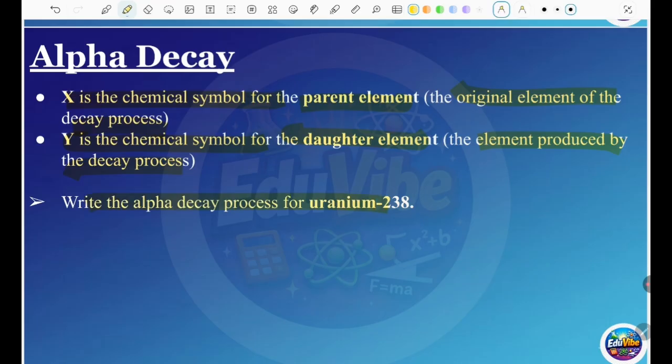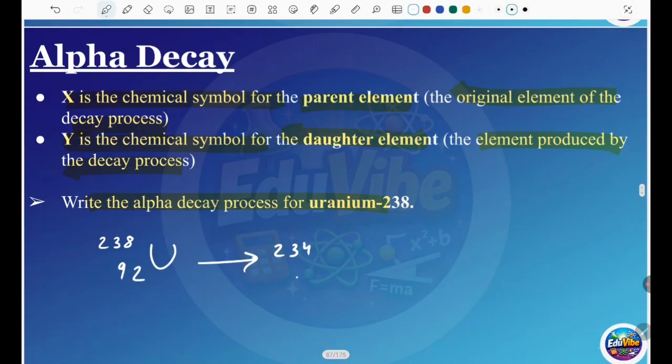Write the alpha decay process for uranium 238. So uranium is given to us. Uranium has the symbol U, and we have 238 with atomic number 92. When the reaction occurs, you do 238 minus 4, which gives 234, and 92 minus 2, which gives 90. Now you check your periodic table for which element has atomic number 90. It's thorium, which is Th, plus the alpha particle 4 and 2.